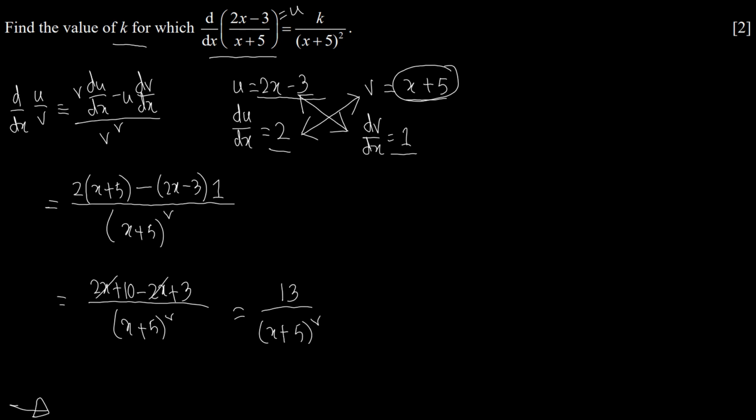So the question is find the value of k. If we compare with that value, we can write here, therefore the value of k we got from here is 13, and this is the answer. Hope you understood this question as well. It's very easy. By using the quotient rule, you can find out directly the value of k.